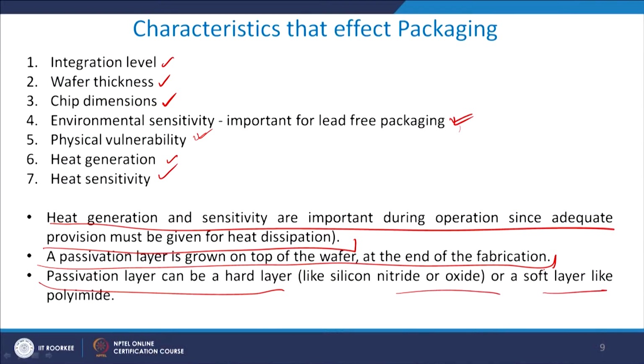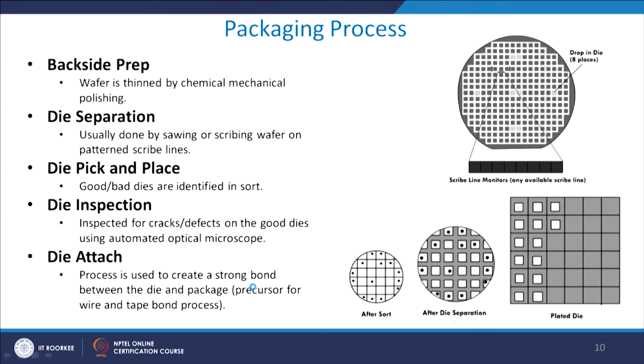The passivation layer can be a hard layer like silicon dioxide or a soft layer like polyimide, and that is quite an interesting point which one needs to look into. They have a soft layer like polyimide, or even a hard layer passivation can be done. So, these are the effects of packaging which you see.